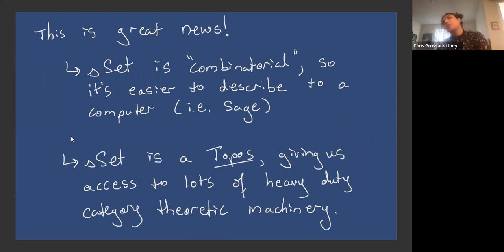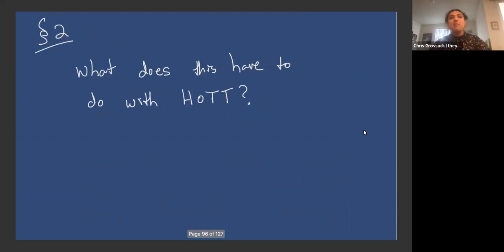But also, less concretely, but sort of also usefully, this category is a topos. It's a presheaf category into sets. And this gives us access to a lot of heavy-duty category theoretic machinery, which will help us solve our problems in a theoretical sense. And indeed, speaking of heavy-duty category theoretic machinery, what does all of this have to do with homotopy type theory?